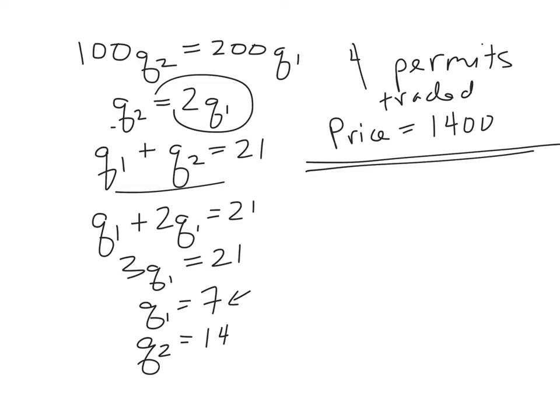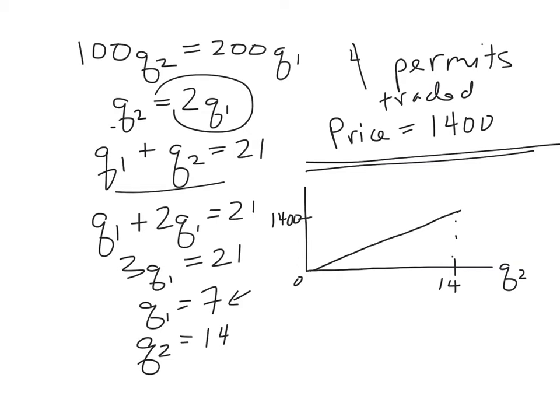The question goes on and asks, what are Firm 2's total expenditures on compliance, including cleanup costs? So I'm going to show cleanup costs gradually. Firm 2 cleans up 14 units of pollution, and the last unit cleaned up cost $1,400 to clean up. There's this marginal cost function, like so.